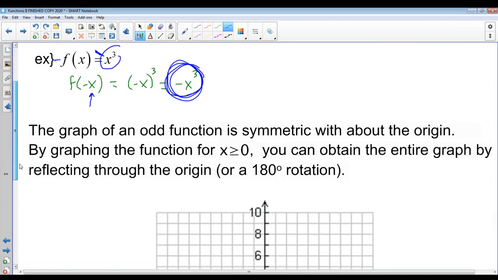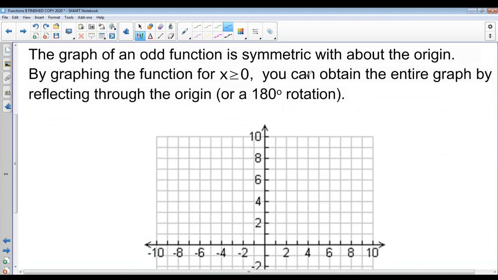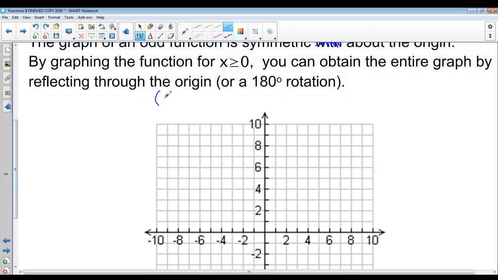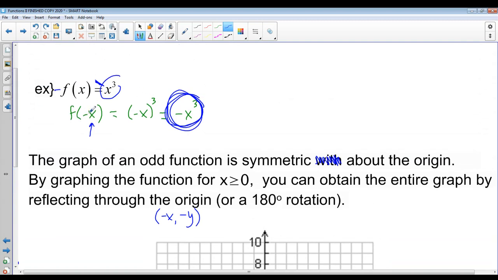And there's symmetry happening with this one as well. The graph of an odd function is symmetric about the origin. By graphing the function for x greater than or equal to 0, you can obtain the entire graph by reflecting it through the origin. If you think back to your geometry days, a reflection through the origin is the same thing as a 180 rotation. To do that, you just negate the x and the y coordinates, which is exactly what we did up here. We negated the x, we negated the y to make these two things equivalent.